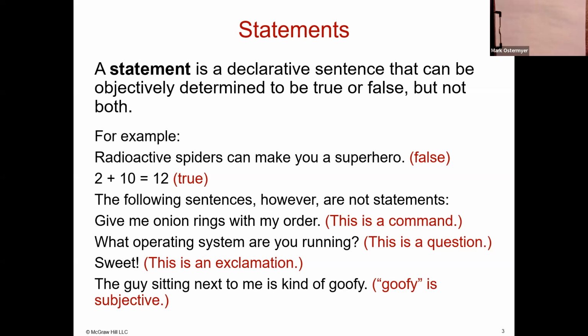For example, I don't really understand this one, but radioactive spiders can make you a superhero. Radioactive spiders can make you a superhero. I don't even know what that's saying in all honesty, but they're calling it false. That's an odd statement to say the least.